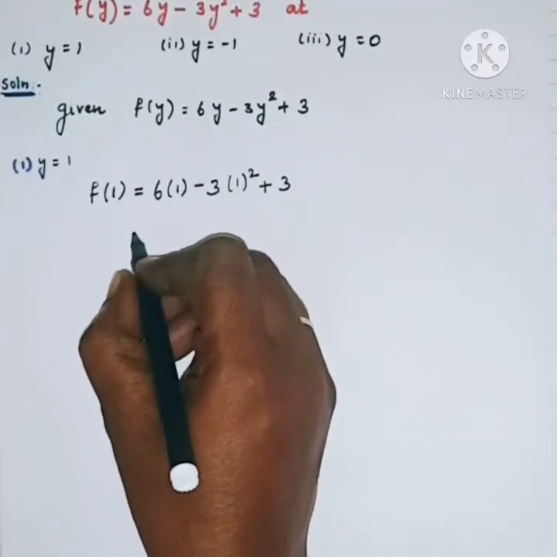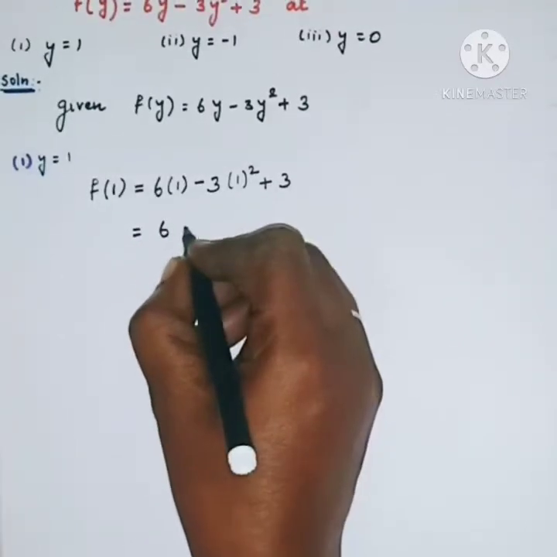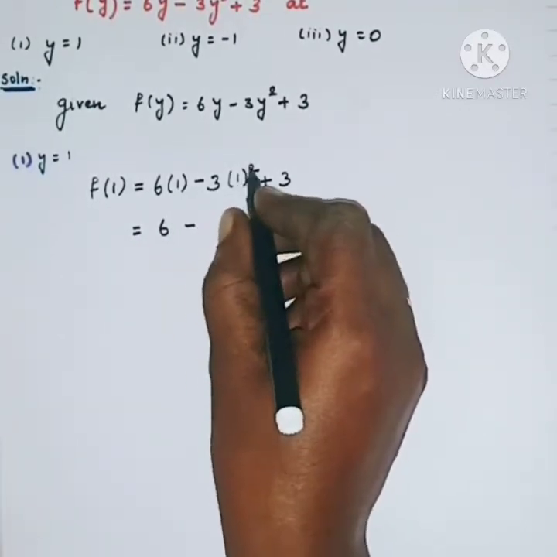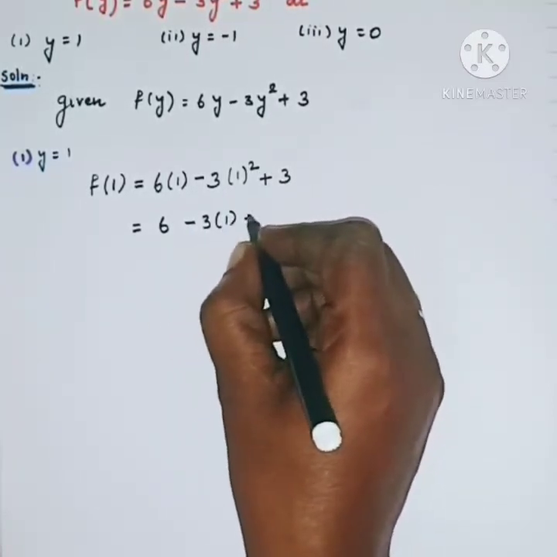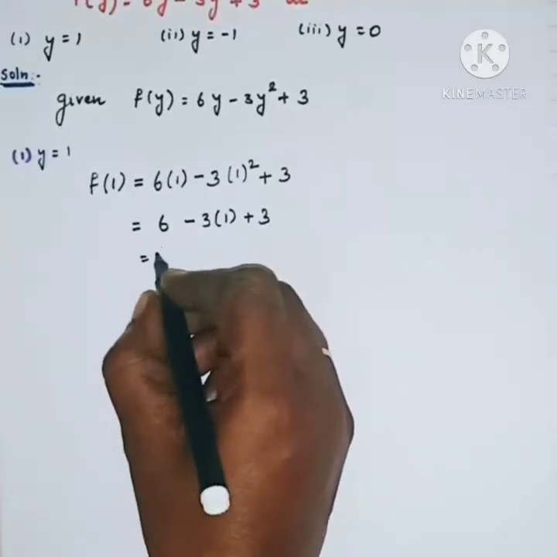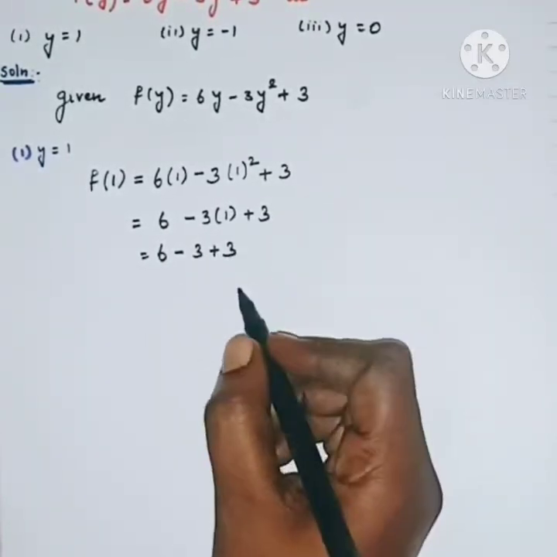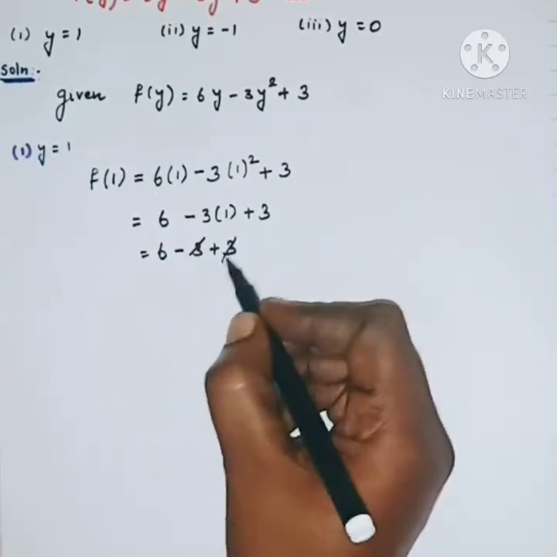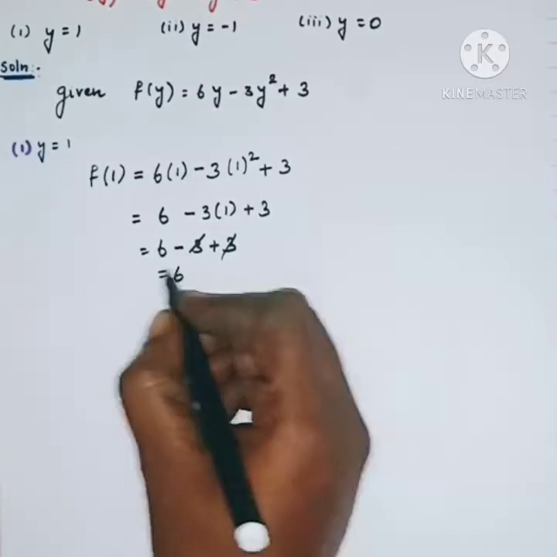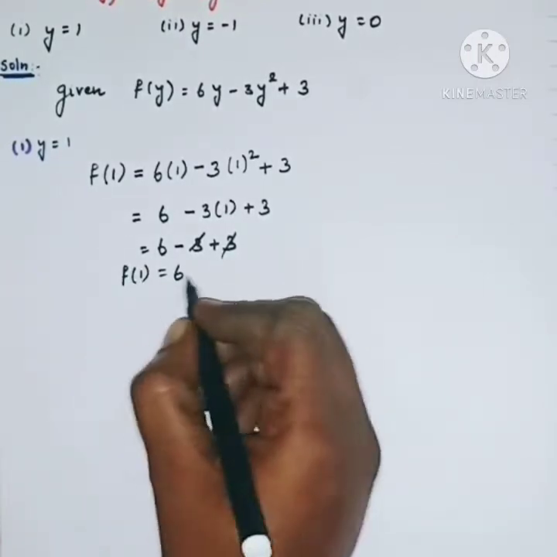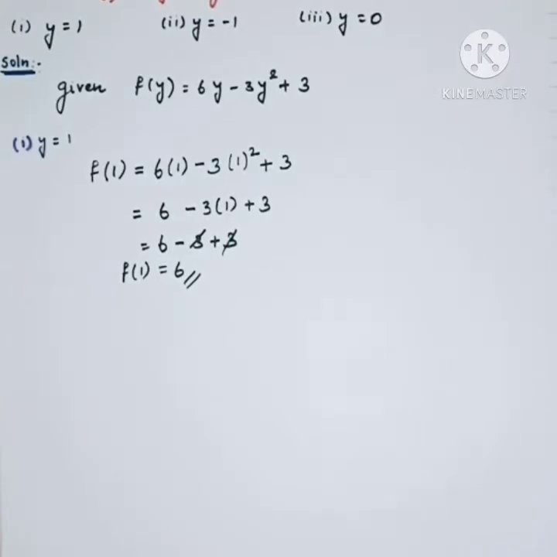Which is equal to 6 into 1, 6 ones are 6, minus 3 into 1 square. 3 into 1 square is 1 ones are 1, plus 3, which is equal to 6 minus 3 ones are 3 plus 3. So here minus 3 plus 3 gets cancelled. Now the answer is 6. So f of 1 is equal to 6. This is the answer for the first sum.